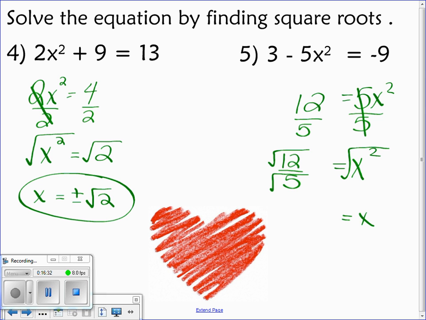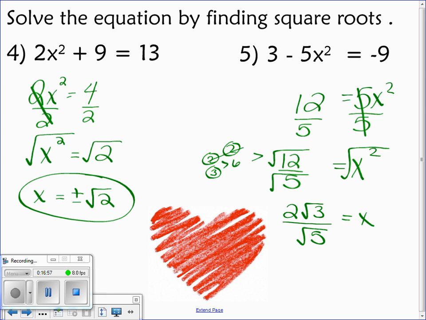Is it pretty? No. Factor tree? 2 and 6. 2 and 3. We could. So what do we get on the top? Get 2 radical 3. Radical 5? Radical 5, right? There's no pairs in that.